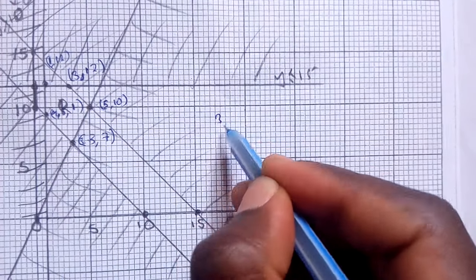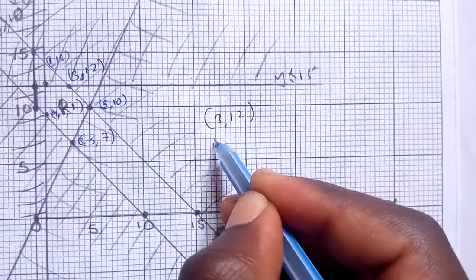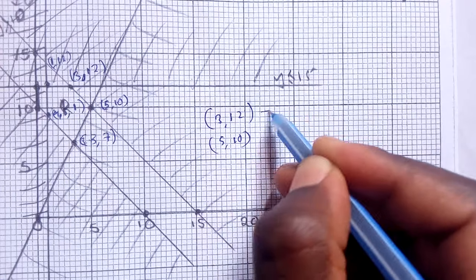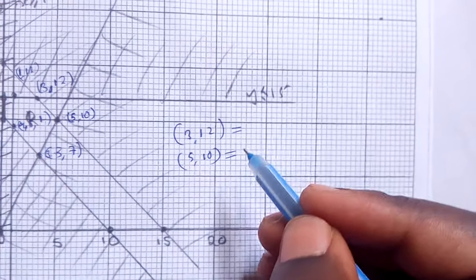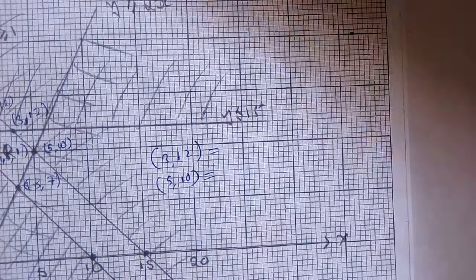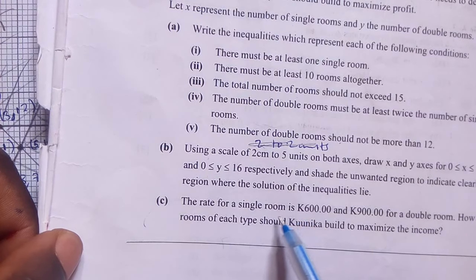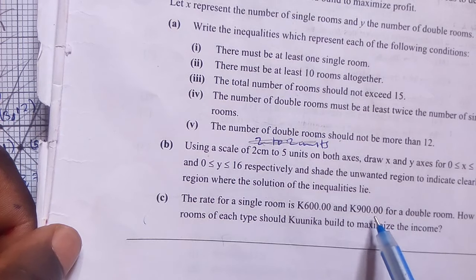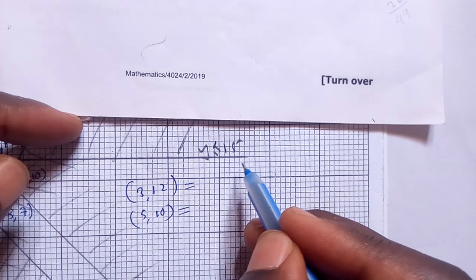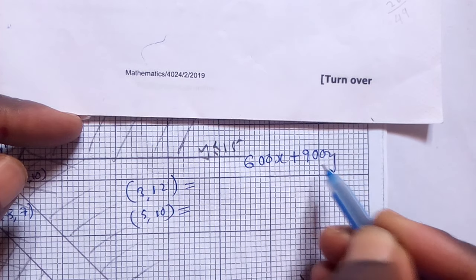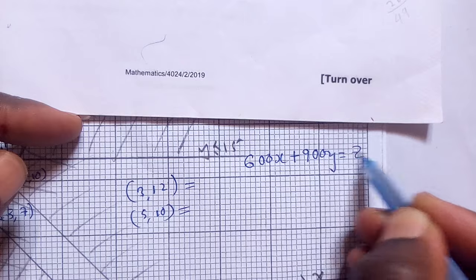So I'll get 3, 12 and 5, 10. So you don't need to use the pen here. You're supposed to use a pencil, but I want you to see clearly what is happening. Now in the question, we're told that the rate for a single room is 600 and double room is 900. So you get these values and make your objective function. So you get 600 for x plus 900 for y is equal to z.